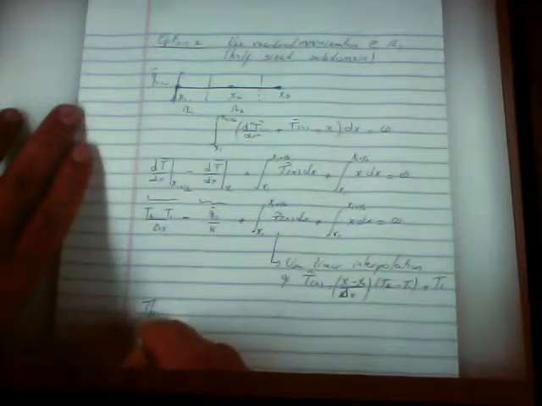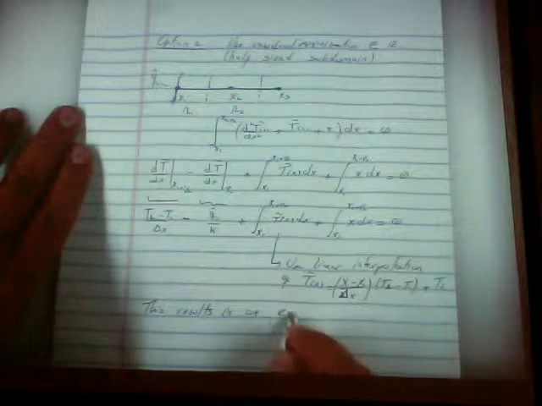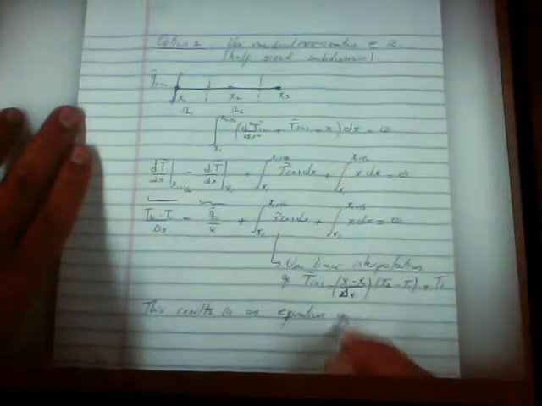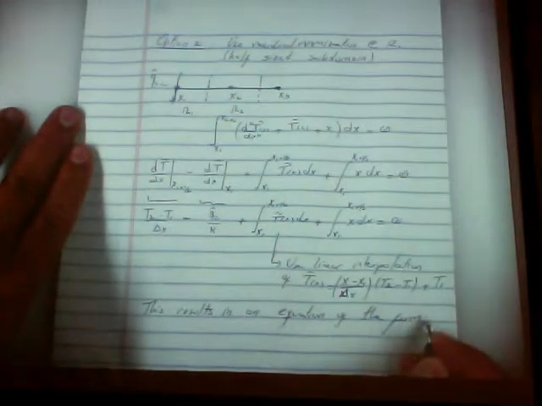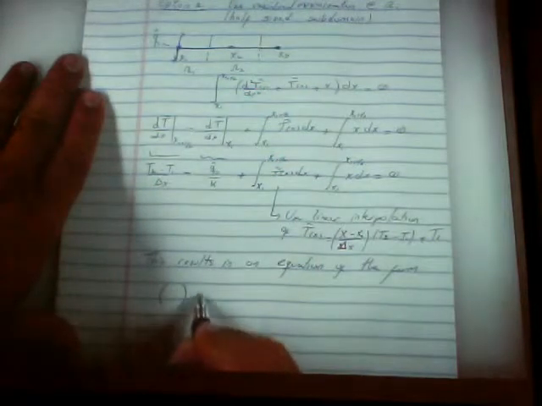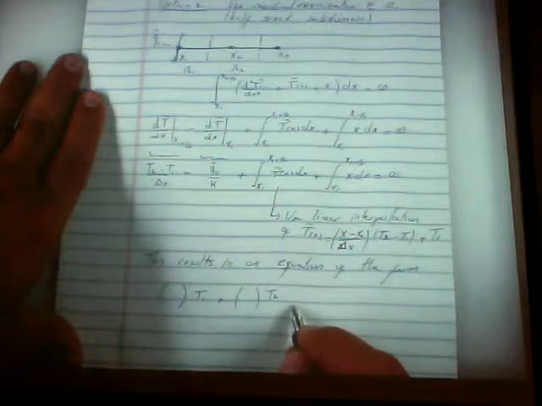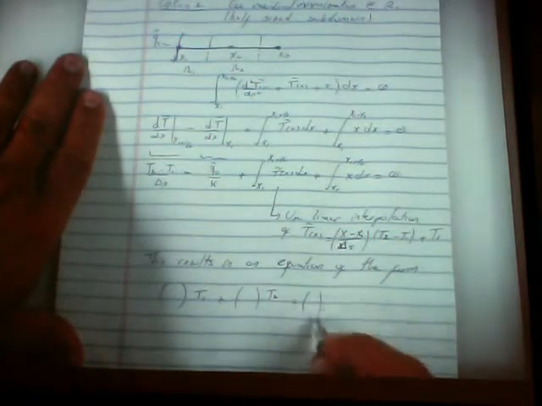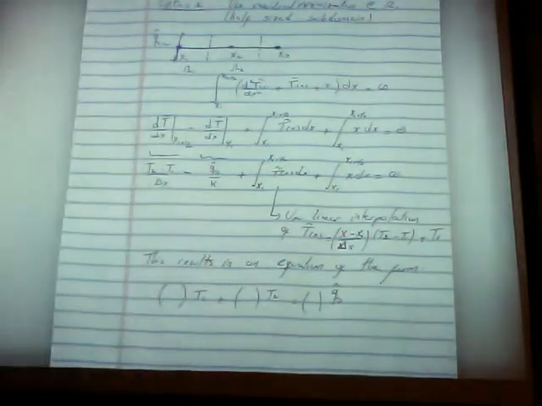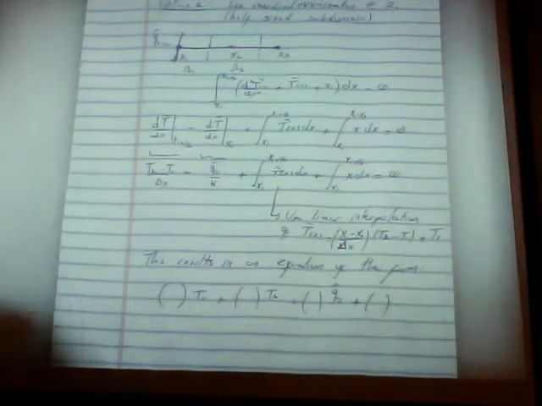These results in an equation of the form similar to the one we did last time. Some coefficient times t1 plus some coefficient times t2 is equal to some coefficient times q0, plus maybe some additional coefficients.